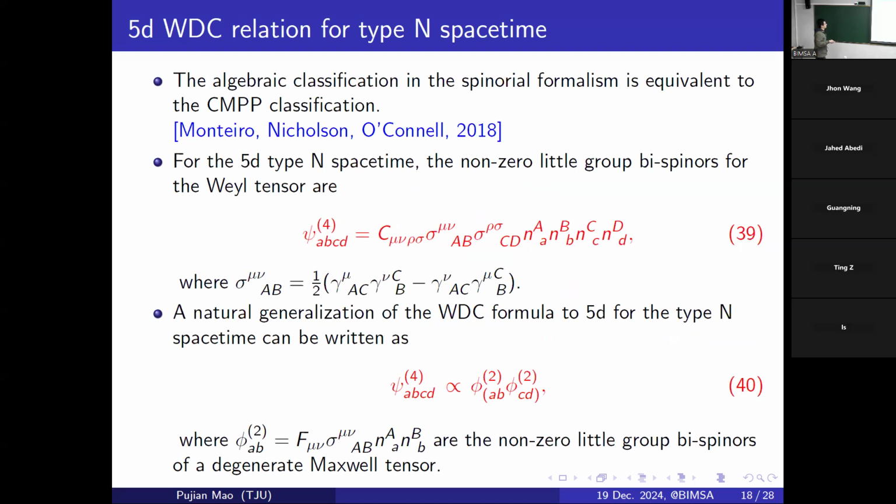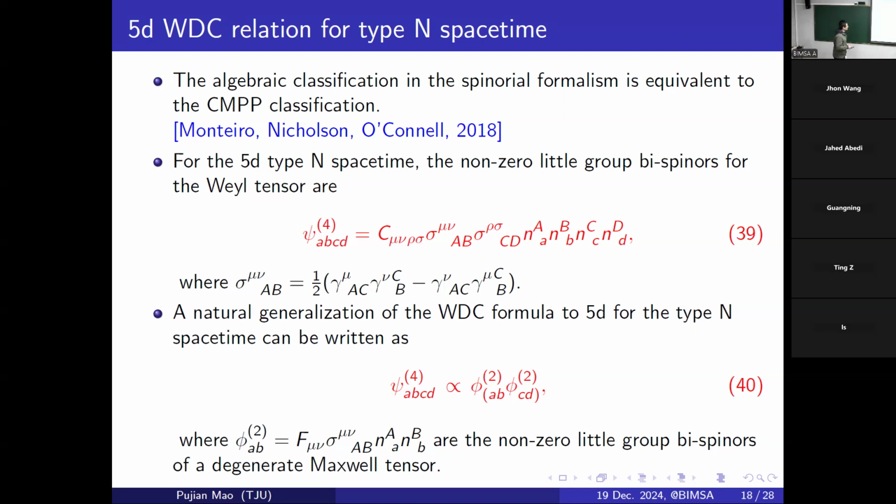Whatever the details, here I want to show you that for a 5D type N spacetime, the only non-zero little group bispinor for the Weyl tensor is this one. The point is that the Weyl double copy relation is only about this Weyl spinor and the Maxwell spinor. So we believe that if you have a Weyl double copy relation in 5D for a type N spacetime, those relations must be satisfied. This is the 5D Weyl double copy relation generalized from 4D.